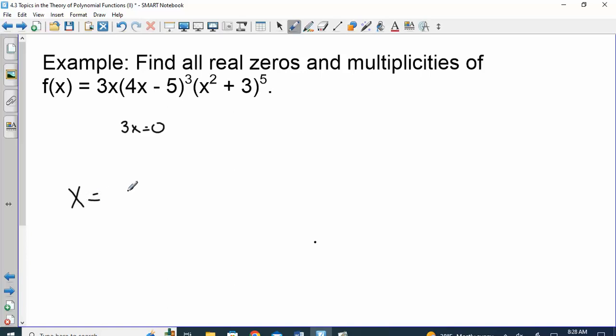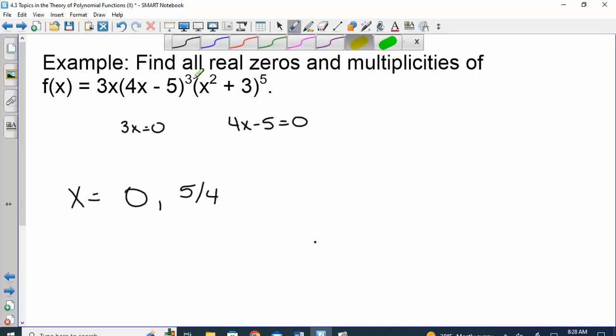So my zeros are 0. If you set 4x minus 5 equal to 0, x is 5/4, with a multiplicity of 3. The multiplicity is your exponent, so my exponent is cubed. How do we write multiplicities? Do you guys remember? M3. It's just a lowercase m and a 3.